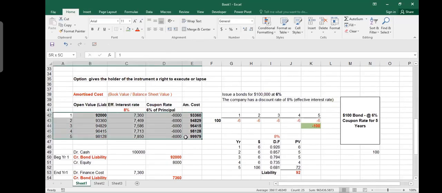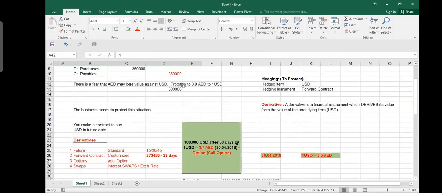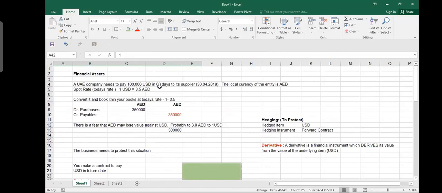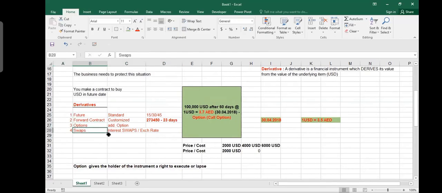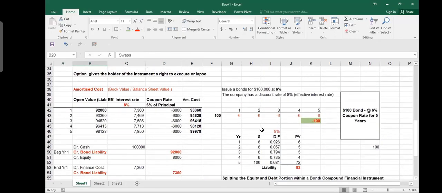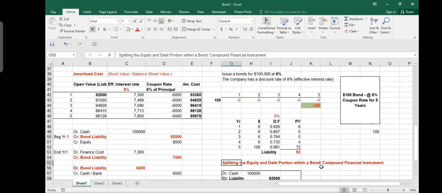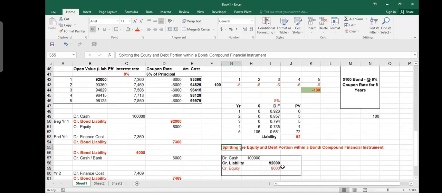Amortized cost, if you understand, it is one of the key important areas of financial assets and financial liabilities, because we will show financial assets, financial liabilities based on amortized cost. I mean, it's one very important area of understanding your financial instruments. So what we learned now, we already have learned what is a financial asset, the definition we did, the types of financial assets we did. We talked about hedging, we talked about derivative, we talked about future forward option swap, and we discussed here splitting the equity and debt portion within a compound financial instrument, how to make it. And then we did amortized cost.